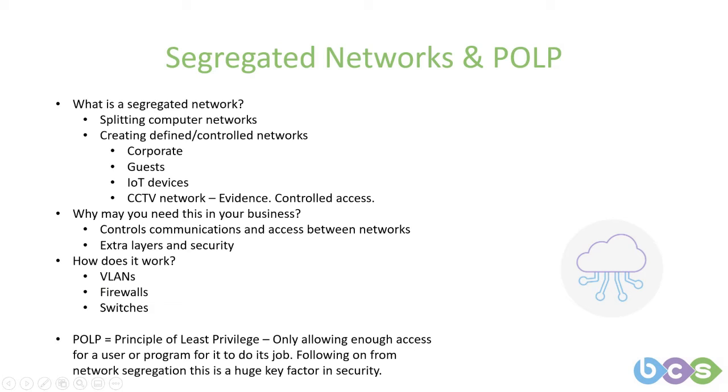POLP is something that is very often overlooked, and that is the principle of least privilege, which is only allowing enough access for a user or program to do its job. So following on from network segregation, you want to have proper permissions and a proper data structure in place for your data. Does anyone need to know the financial data? One thing I've learned, and it's become more apparent, is that not one single person should have access to everything in the network. That's bad.